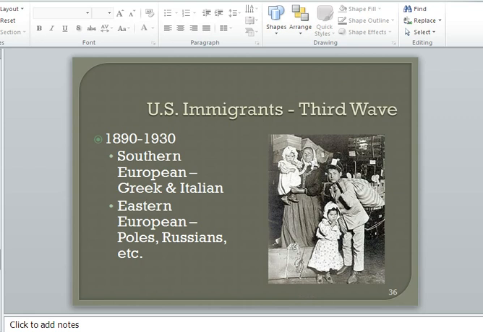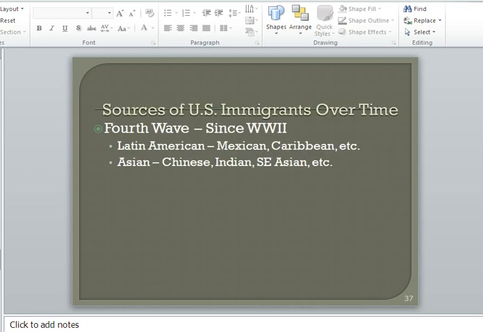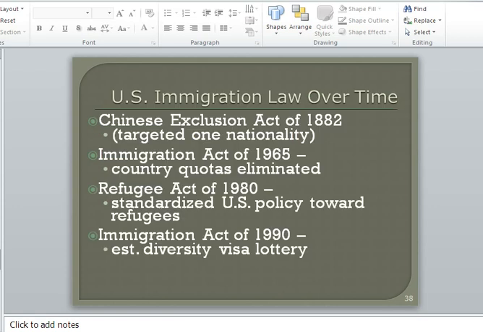And then the third wave of immigration in the U.S. was from 1890 to 1930, and these were primarily Southern Europeans, Greek and Italian, and Eastern Europeans. So we get to see these as political situations change around the world. The outflow of people is a result of that, and the inflow into the United States. Now, since World War II, we've thought about this fourth wave of immigration. So many more immigrants from Latin America into the United States, and from Asia: China, India, Vietnam, South Asia. You get to see that.